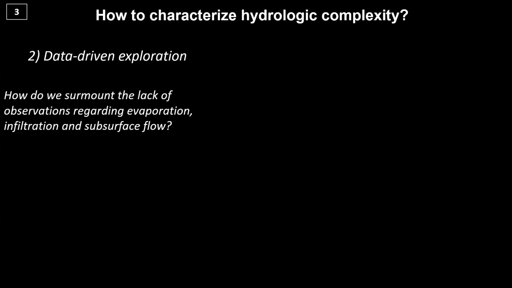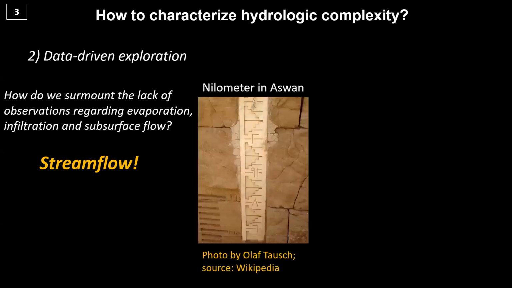So I argue that most of the information we are looking for is encoded in streamflow. And first of all, it is desirable to work with streamflow observations because it is one of the most routinely measured hydrologic variables in basins around the world. And for some basins, we know that this dates back to a very long time. For instance, we know that ancient civilizations at the banks of the Nile River used the Nilometer almost 3,000 years ago to measure the Nile flow.